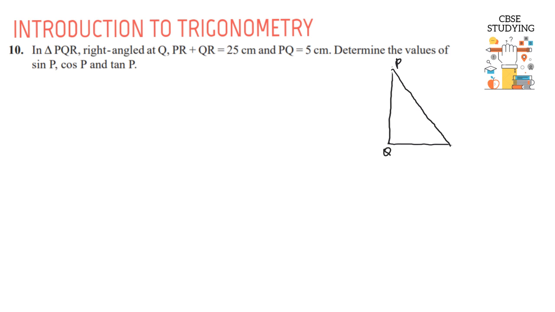PQR, right angled at Q. PR plus QR is 25 and PQ is 5. So this is the only measurement we know. What else is given to us? PR plus QR is equal to 25 centimeter.